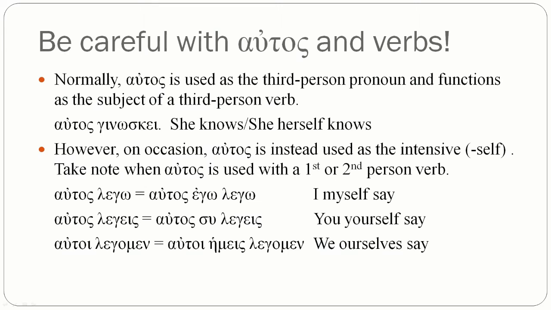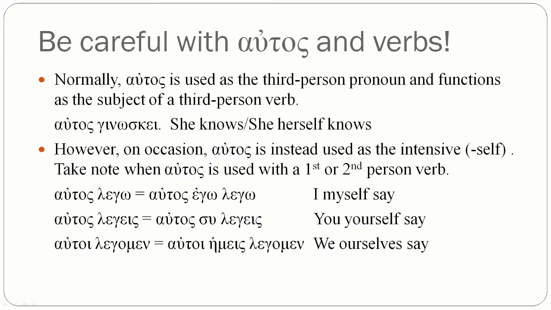However, as I've noted here, on occasion, autos can be used as the intensifier. And be really careful with these, especially when you have autos used with a first or a second person verb. Every once in a while I'll run into this and I'll be sitting there puzzling over this for a while. So for example, if you have autos lego, lego is first person, I speak or I say.